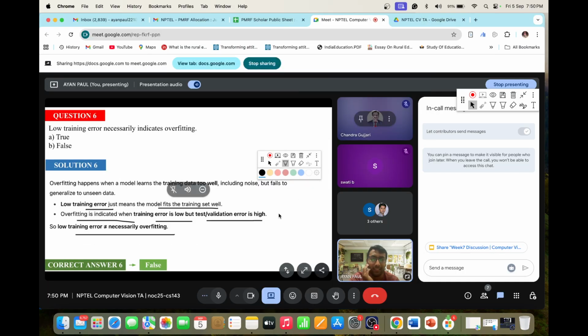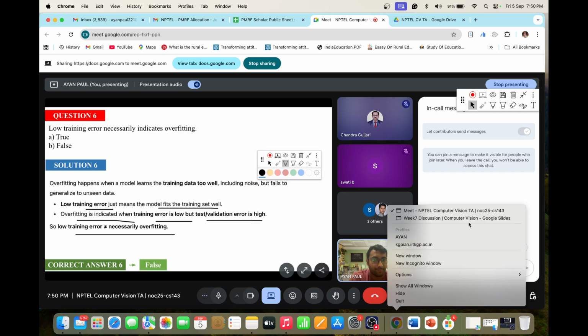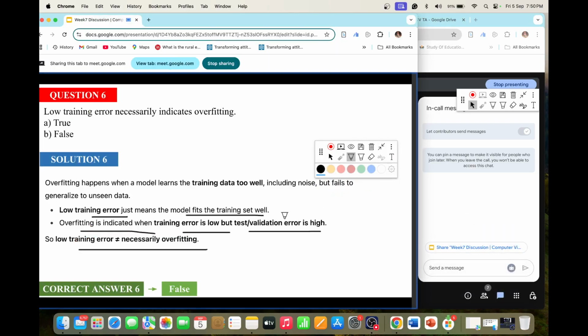So is it clear? This is a very important concept. I hope this is clear. Clear, right? Is it clear? Okay, I hope it is clear to everyone.